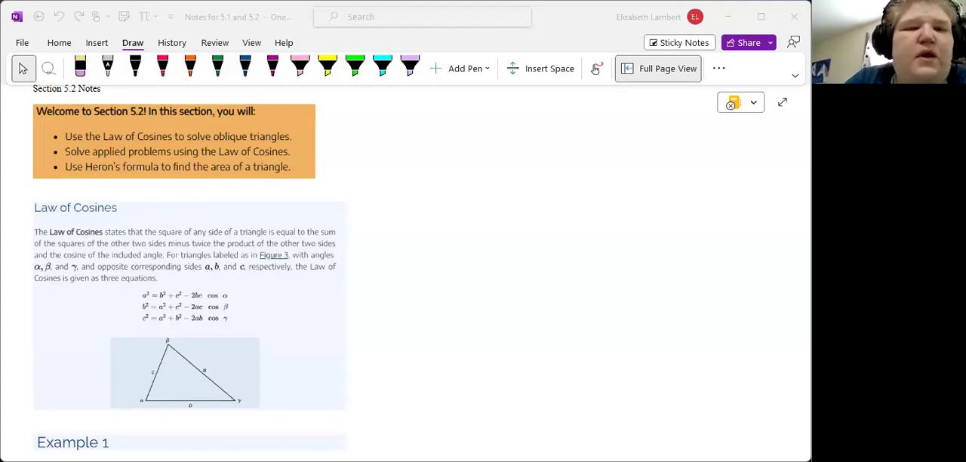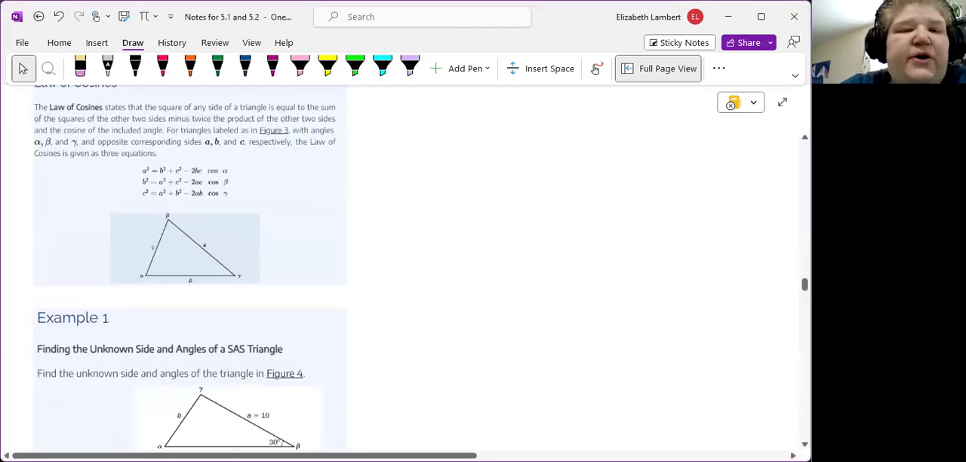Hello. So section 5.2 is on the law of cosines. The law of cosines is something we use whenever we have a side, an angle, and a side, in that order. So two sides and the angle in between them. That setup means we can't use law of sines because we don't have any pair. So this is our other equation that we go to.